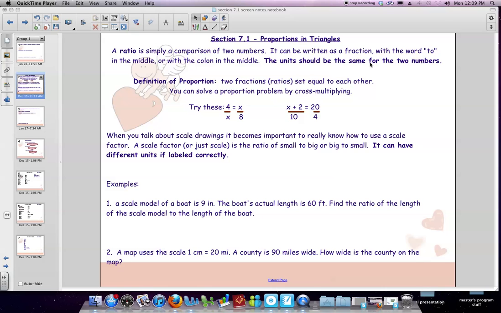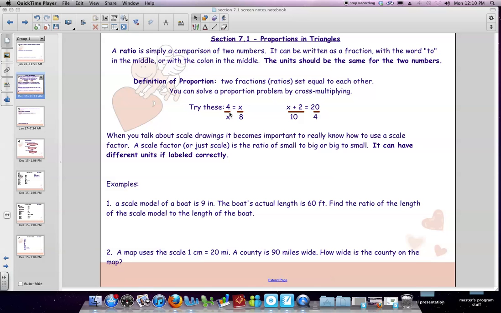The units for a ratio should be the same, so feet to feet or inches to inches. That makes it different from scale factors, which is also what we're going to talk about. Those can have different labels. Okay. Proportions, we're going to be using proportions in today's lesson, so a quick reminder of how to solve those.